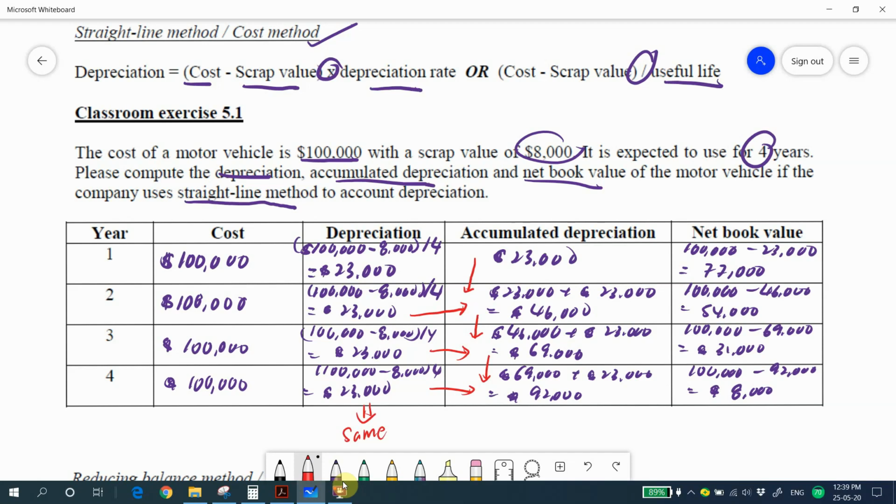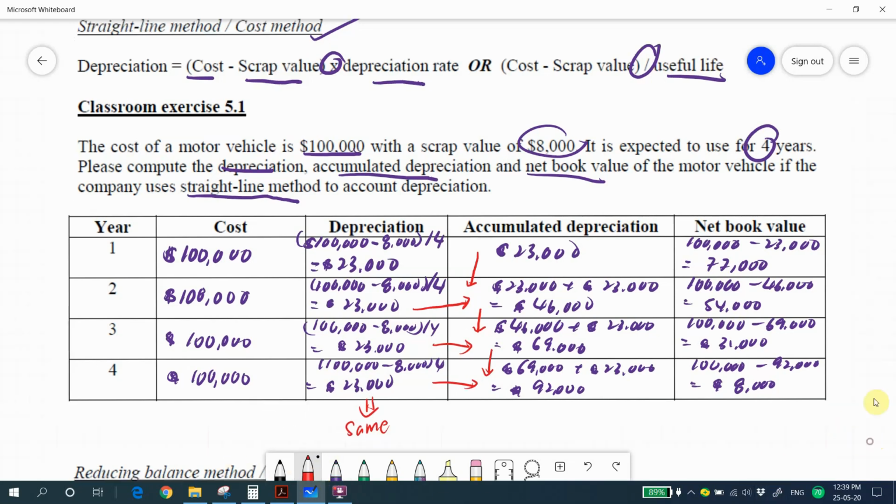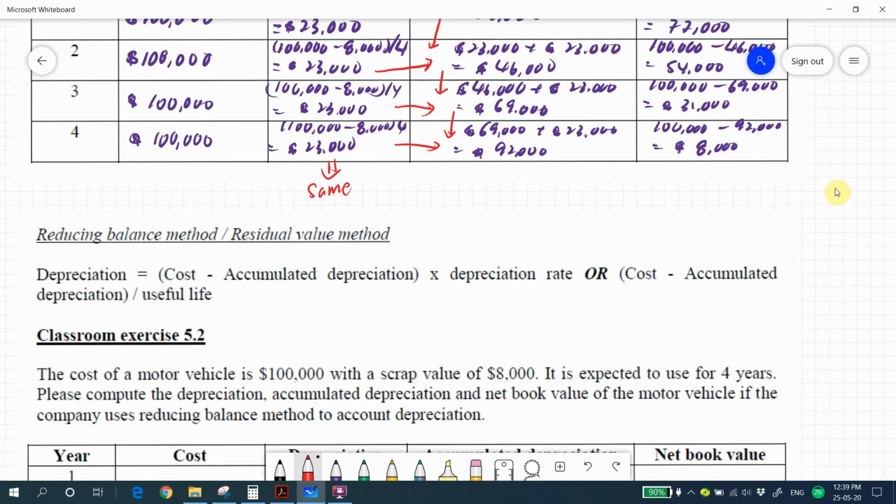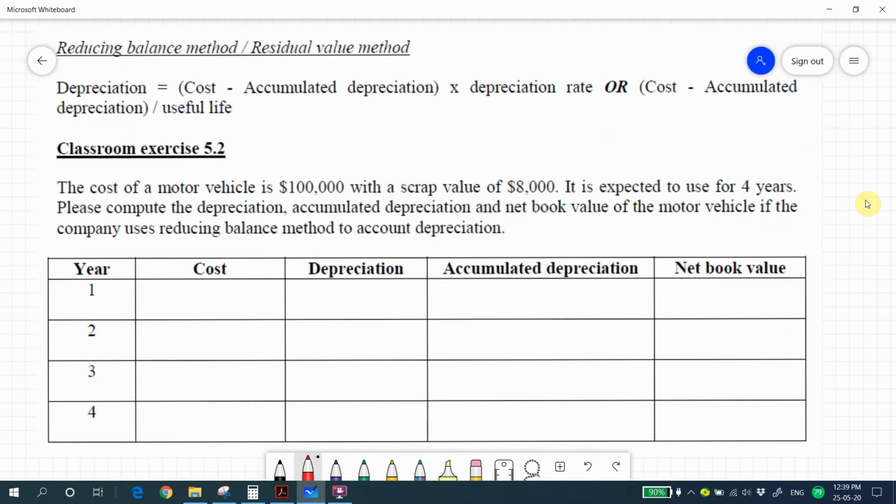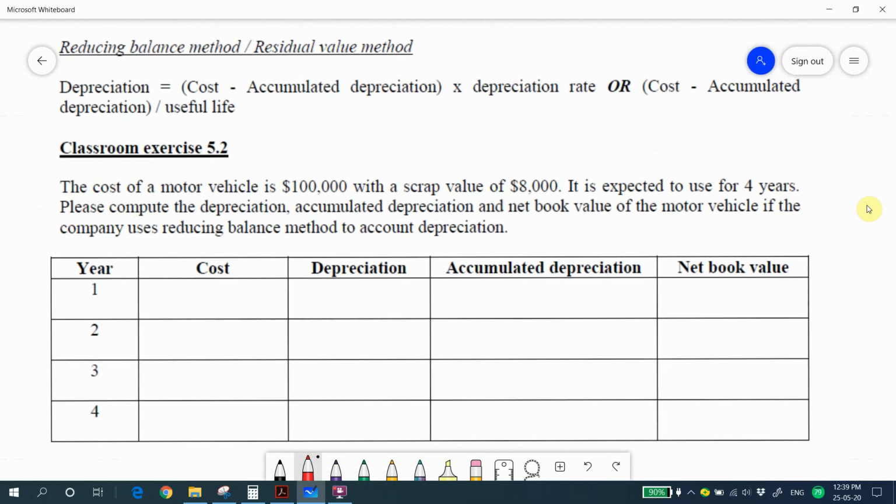So next, we would like to discuss the depreciation under the reducing balance method or residual value method. So this is classroom exercise 5.2. For the reducing balance method or residual value method, how do we compute the depreciation? We use cost minus accumulated depreciation, multiplied by the depreciation rate, or divided by the useful life.